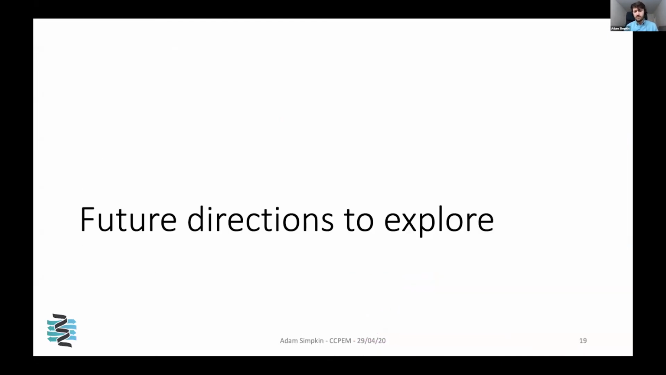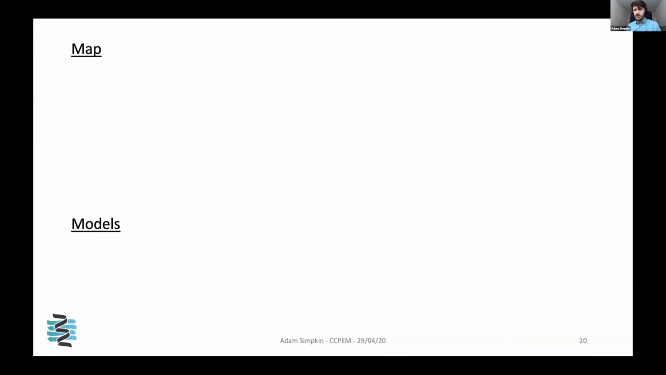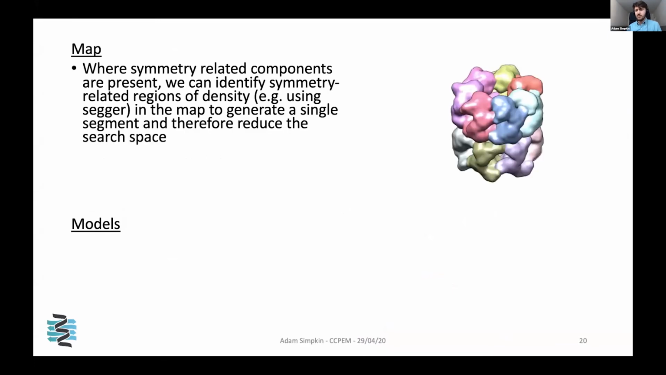So finally, future directions that we wish to explore. We can look at the map and we can look at the models. When looking at the map, there are probably some very simple things to do that anyone who was looking at the nice symmetrical CryoEM model earlier was thinking: why aren't you cutting this up into individual segments and looking at these instead of trying to place all your models at once? That is something that we wish to do.